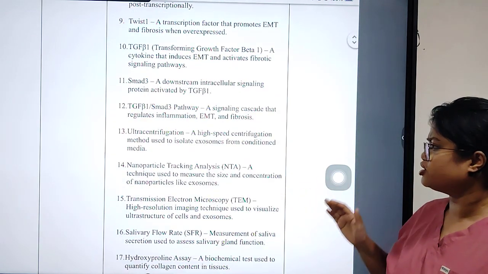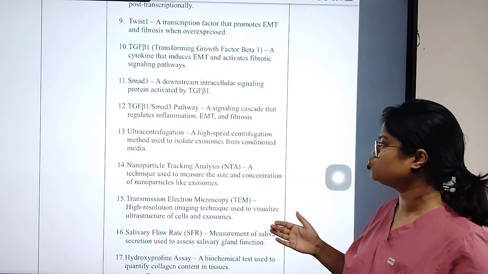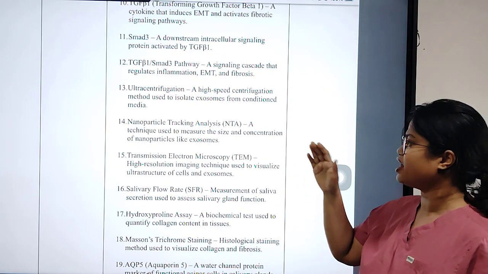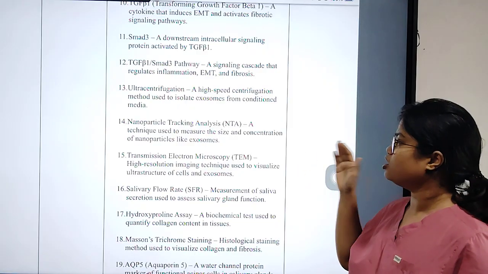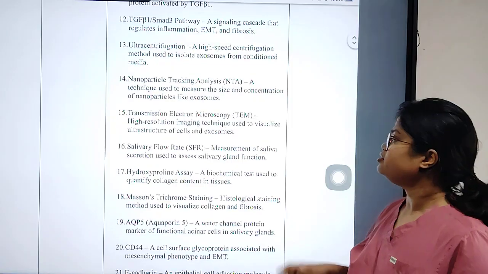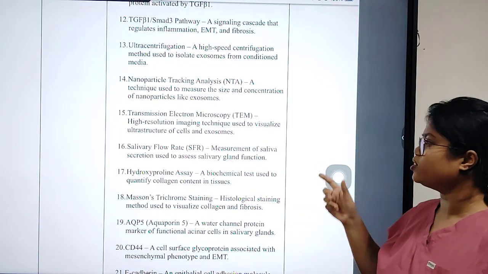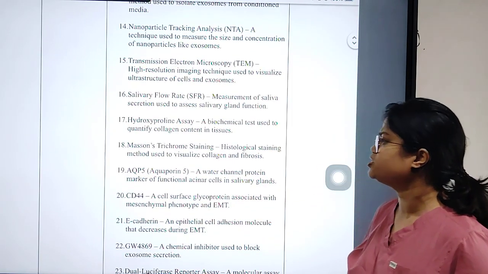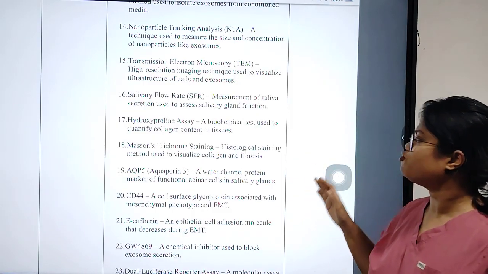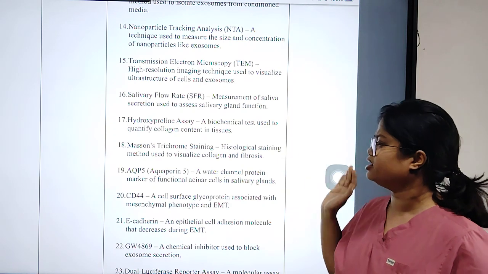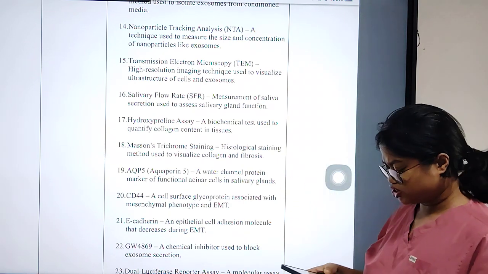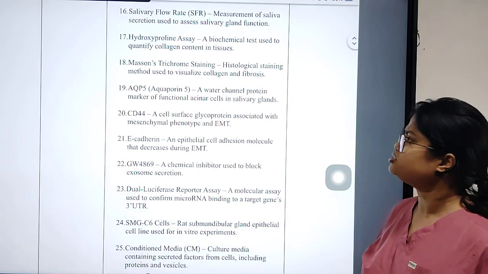Ultracentrifugation: a high-speed centrifugation method used to isolate exosomes from conditioned media. Nanoparticle tracking analysis, as I already said, is a characterization technology for measuring the size and concentration of nanoparticles like exosomes. TEM, we already know, is for visualizing the ultrastructure of cells and exosomes. Hydroxyproline assay: used to quantify collagen content in tissues. Masson's trichrome staining: histological staining to visualize collagen and fibrosis in fibrosis models.